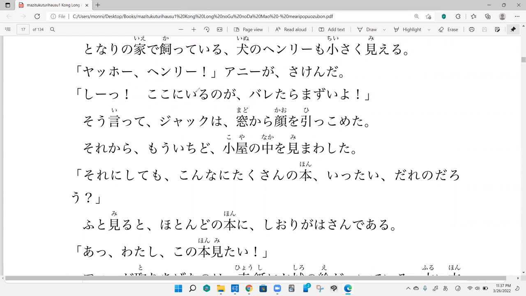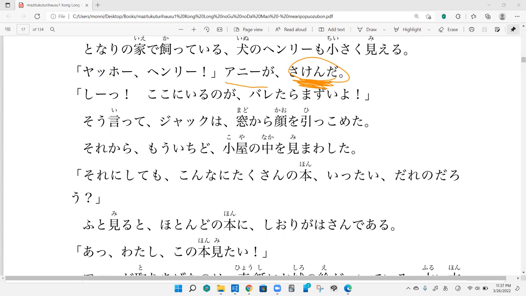Yahoo, Henry. Annie が叫んだ. Yahoo has no meaning. It's like, hey, who? Yeah. What does 叫んだ mean? Something we've done quite a bit of times, but I forget. Sakenda. Yeah, so the act of saying, Yahoo! Is an example of Annie doing sakebu.